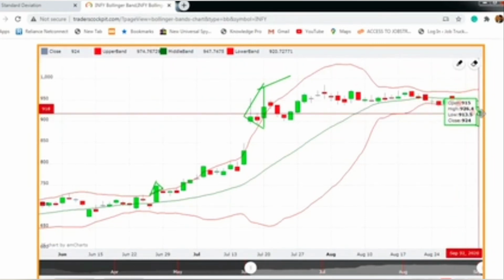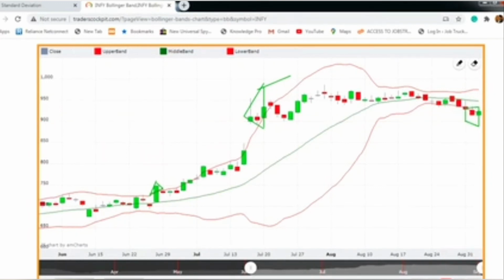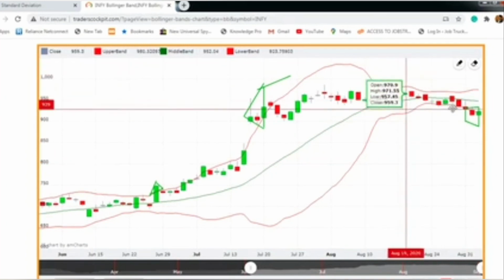Sometimes there will be variation. It's just a guess, okay, that it will come between 974 and 920. I'm just guessing about it. As I told you, it is not the case that we should look only at the Bollinger Band. We must consider the list of 23 factors. Then only will you get a correct idea about it.